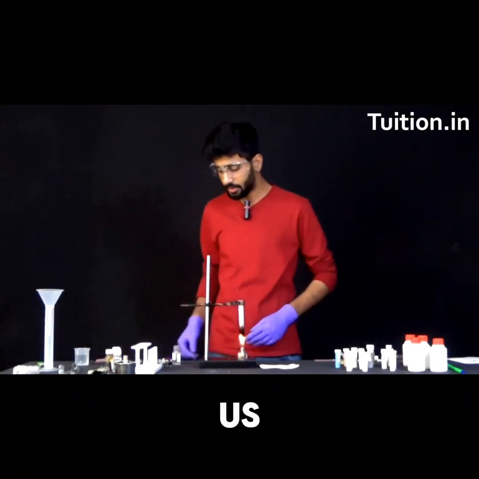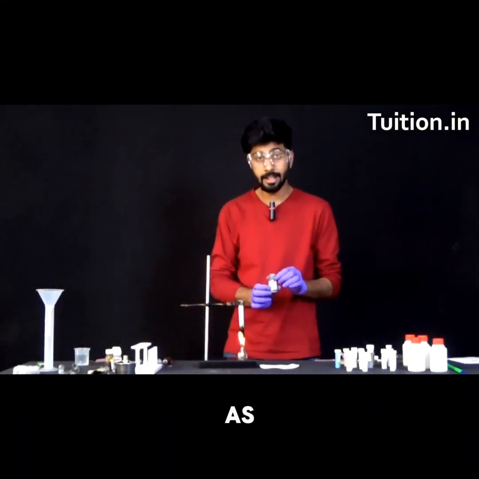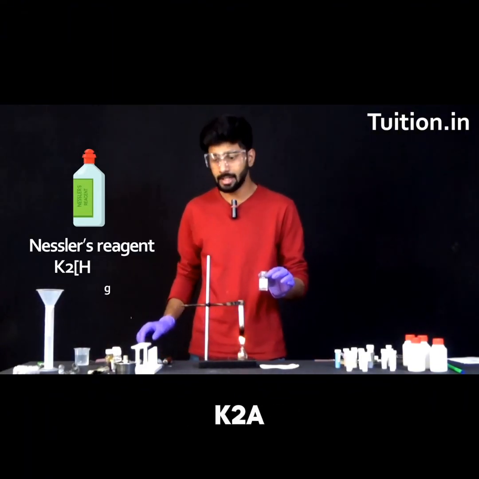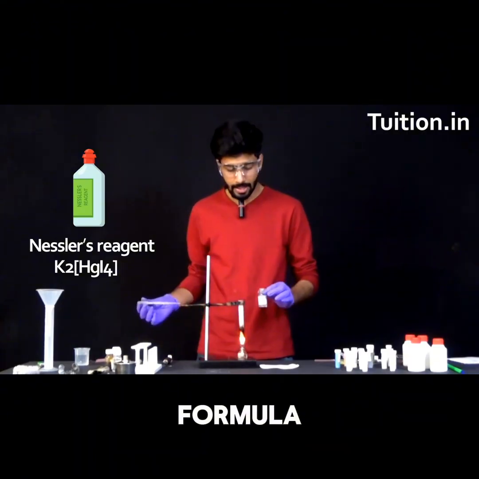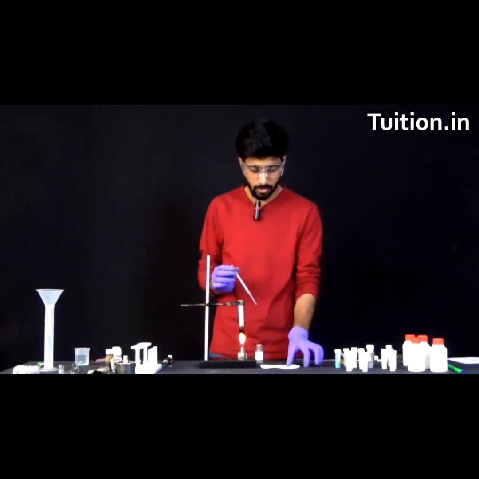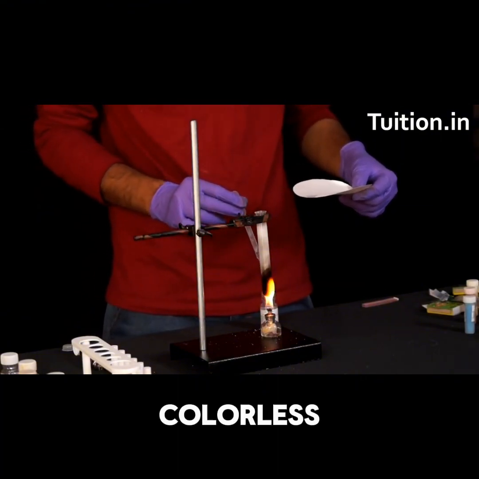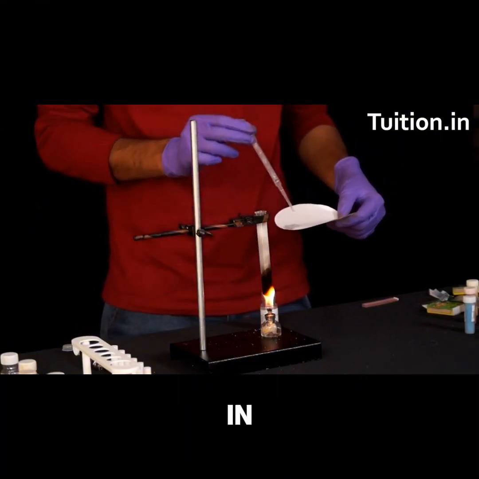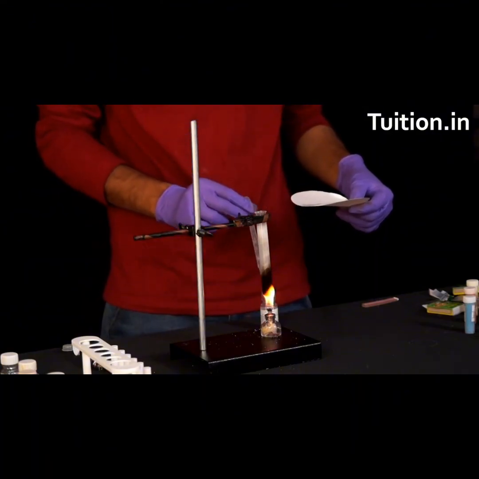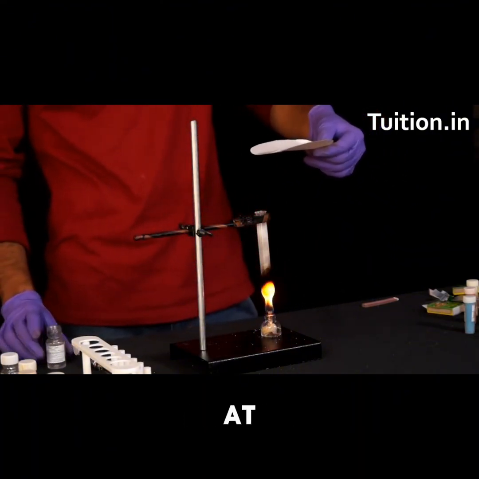Now it's time for us to check what else is present. So we will be taking what is known as Nessler's reagent, K2HgI4 being the chemical formula, and we will dip it on a filter paper. So it's a colorless reagent in the beginning. This much should be enough. Let's place it at the mouth of the test tube.